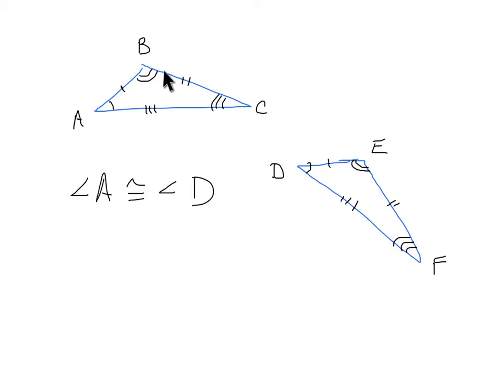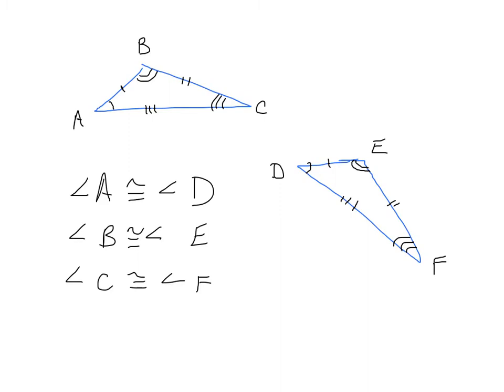And we have here angle B, which is corresponding and congruent to angle E. So we can put that down here, B and E. Okay, and then we have angle C, which is in fact congruent to angle F. So we can put that down. Angle C is congruent to angle F. All right, so it almost looks like we have a congruent triangle, but we can't be sure until we check the sides.